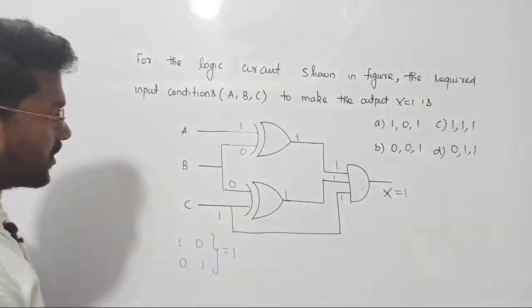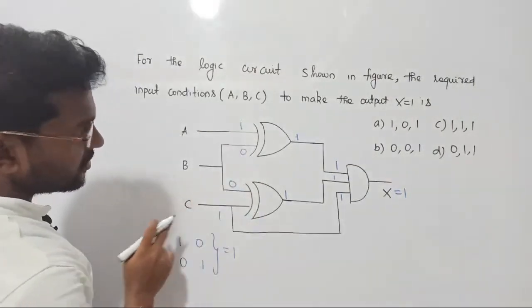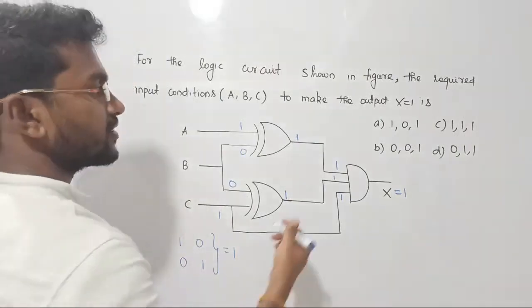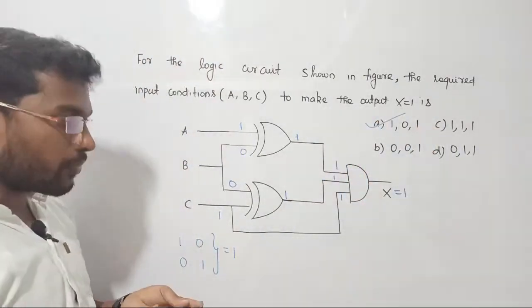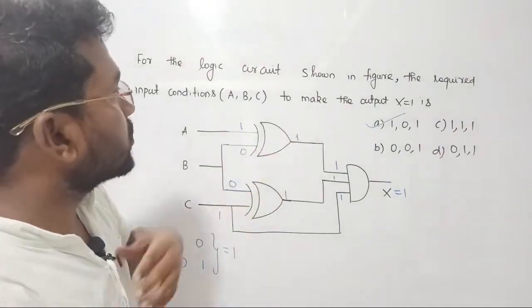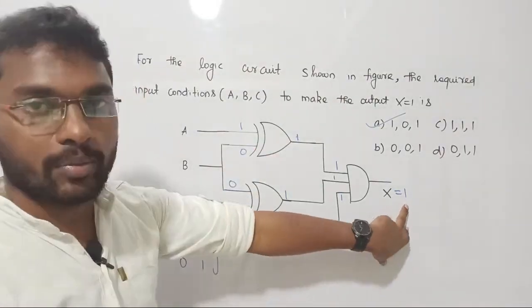Such that A is 1, B is 0, C is 1. Do you have any option like that? Yes. Option A is the correct answer because A is 1, B is 0, C is 1. Let me repeat once again. Listen, in this question it was clearly given that the output is going to be 1.